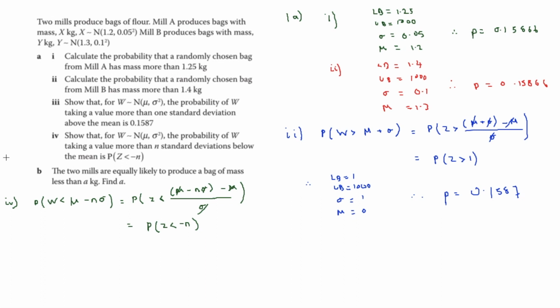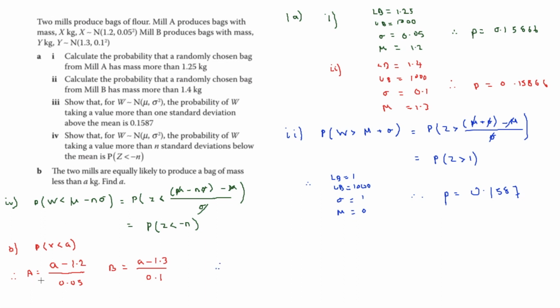Final one we have now is B. We're looking at B, and it says that the two mills are equally likely to produce a bag of mass less than a kg. Find a. So in order to do this, we're going to be using the idea we've used all along, that Z is x minus the mean over the standard deviation, and we're going to say that the probability that x is less than a, and that's going to be our x. So if we take a, first of all, for mill A, that is going to equal a minus 1.2, because that's our mean, divided by the standard deviation, which is 0.05. Then for mill B it is going to be a minus 1.3, divided by 0.1. So what we're saying now is that those two are equal to each other.